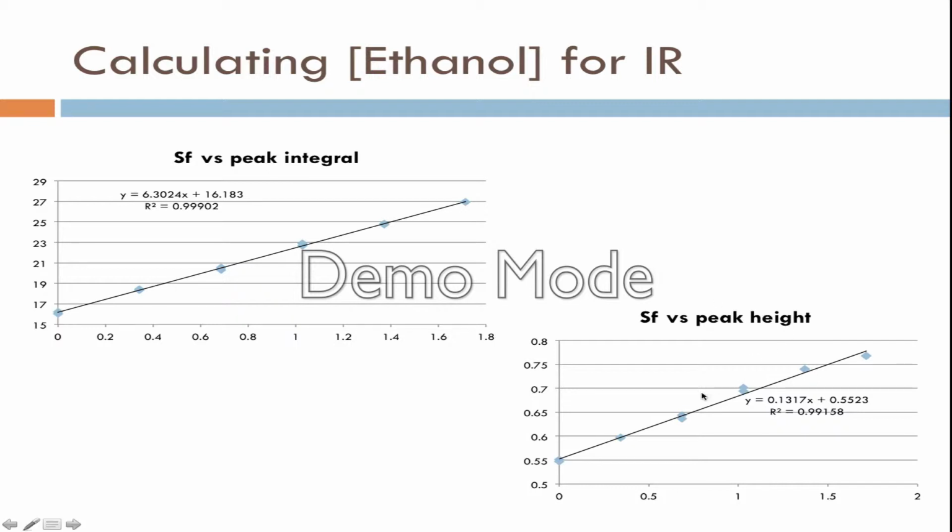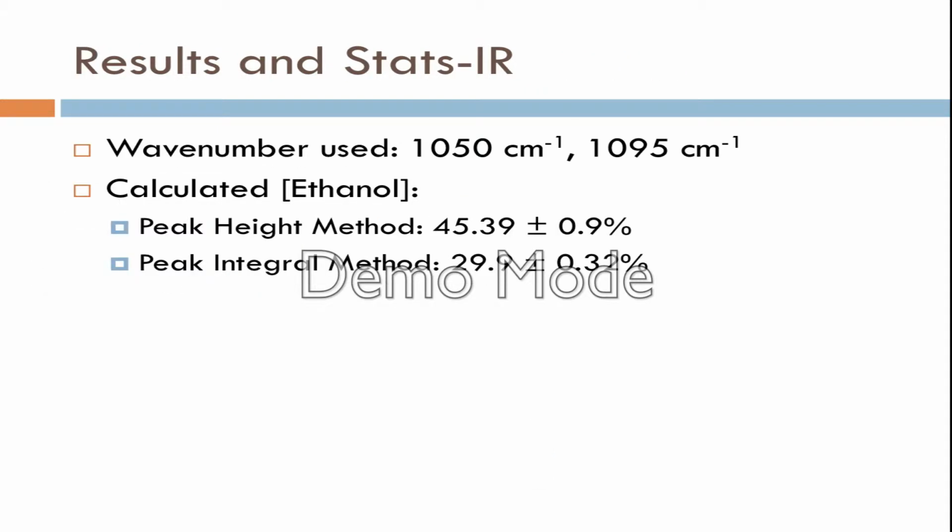The second graph, the one in the bottom right, is the peak height versus the amount of ethanol. We had a slope of 0.1317, an intercept of 0.5523, and an r-squared of 0.992. So not as good, but still pretty good.